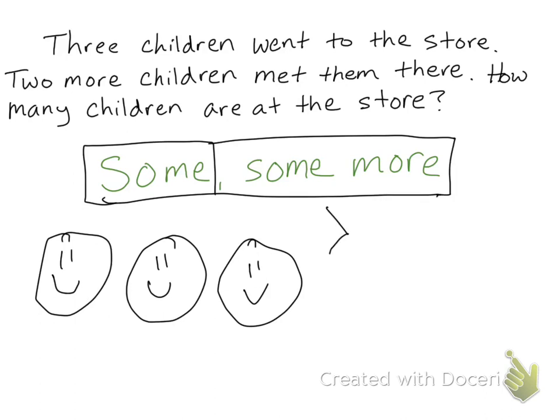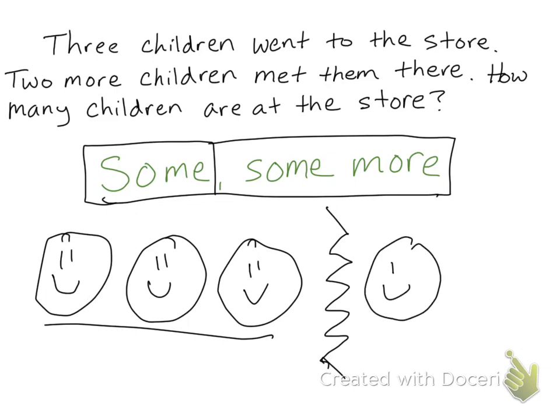So I'm going to draw this little squiggly line so I know that this is the beginning of the problem, and then we have the end of the problem. Then it says 2 more children met them there. So I'm going to draw 2 more smiley faces for the children. How many children are all together? Well, I have a total of 1, 2, 3, 4, 5 children. So there are 5 children at the store.